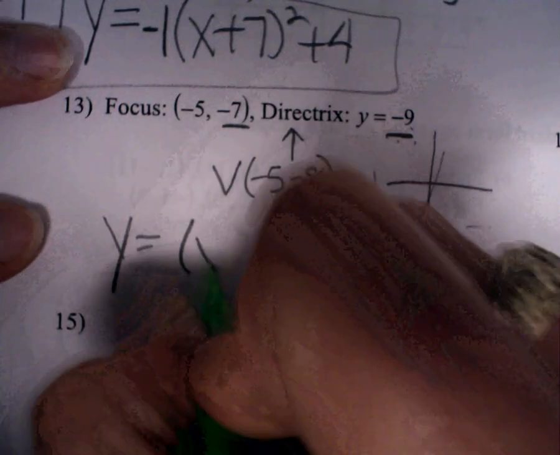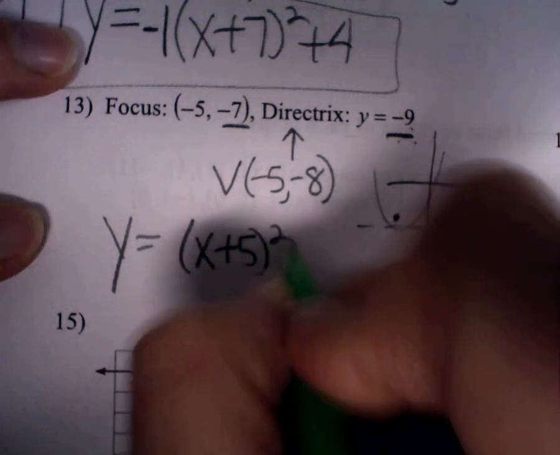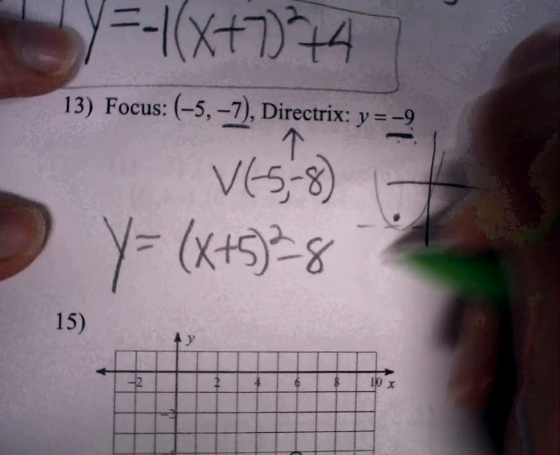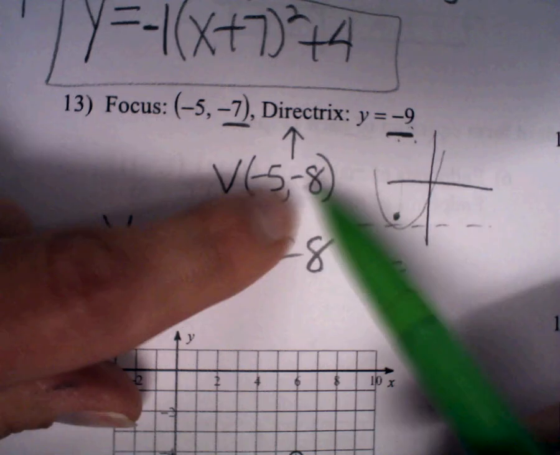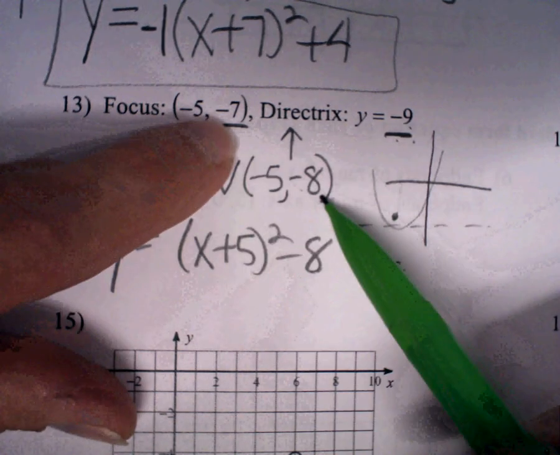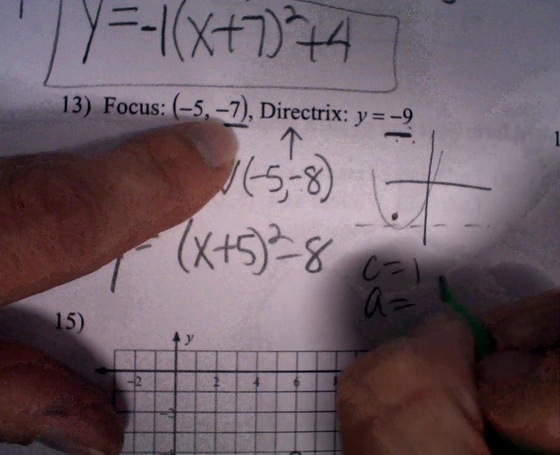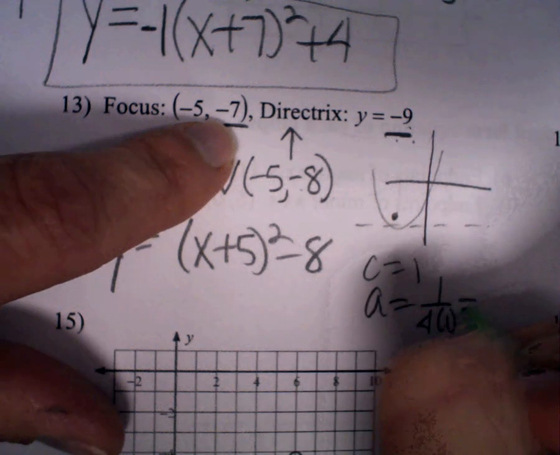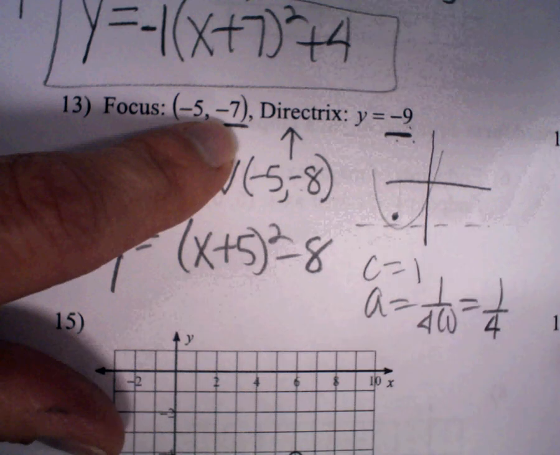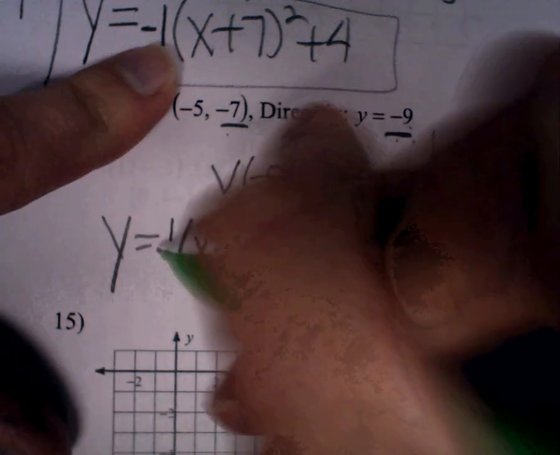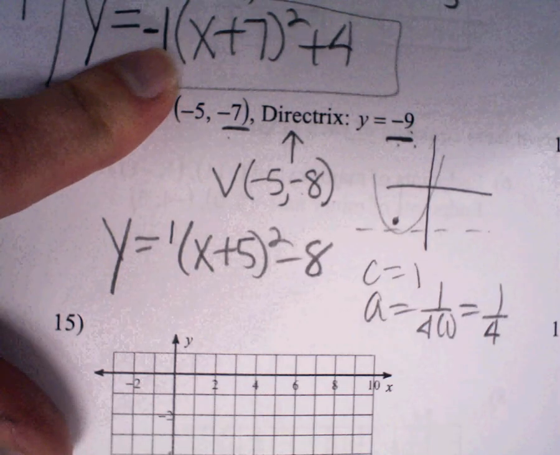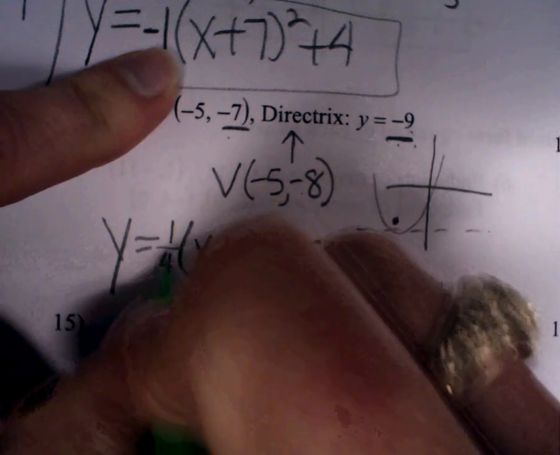I'll fill in my a in a little bit. My c is going to be the distance from my vertex to my focus. So that distance, if I compare my y values, is 1. So a equals 1 over 4 times 1. 1 over 4. So 1/4. And it's positive because it's opening up.